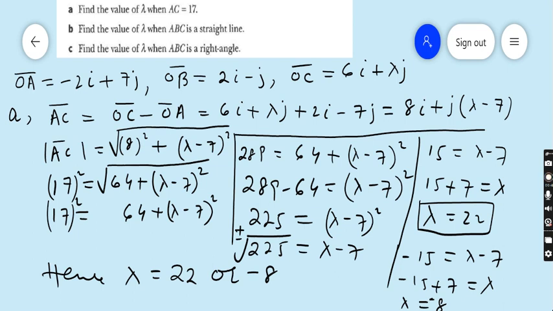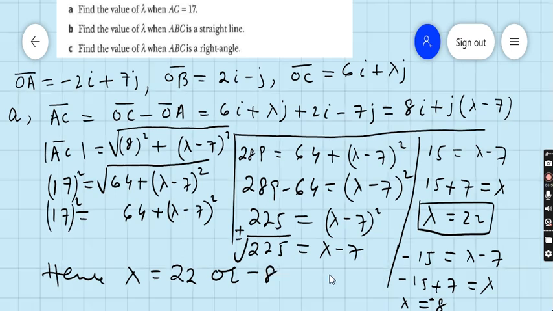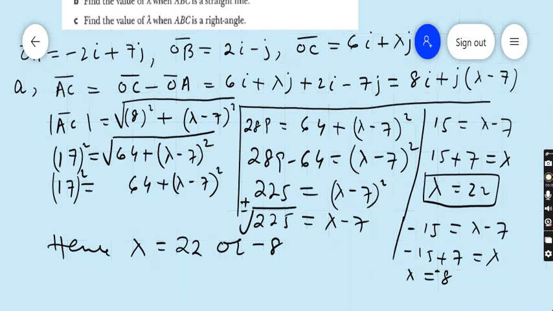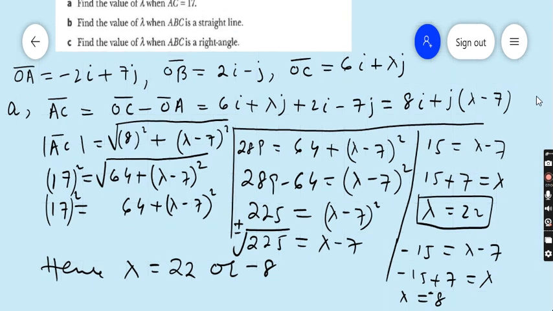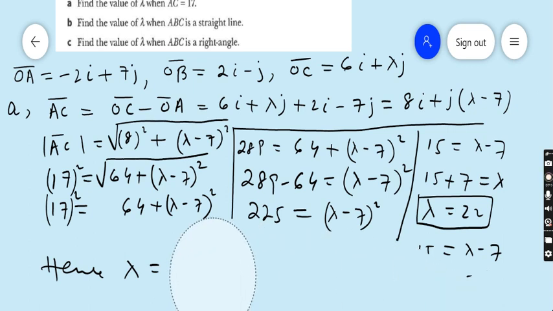Part B. Find the value of lambda when ABC is a straight line. When ABC is a straight line, it means we are talking about parallel vectors. Because there is no relation between part A and part B, I am going to rub out part A first, then I will do part B.